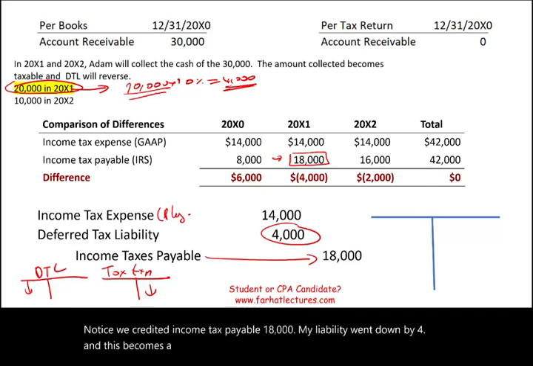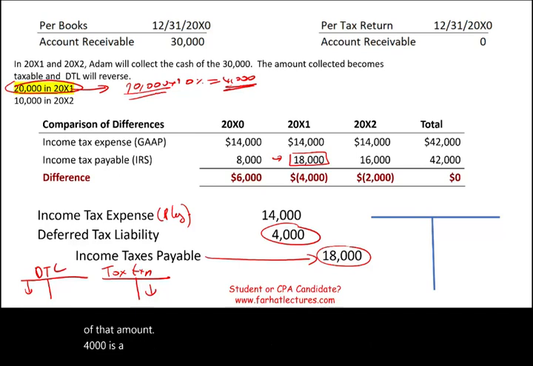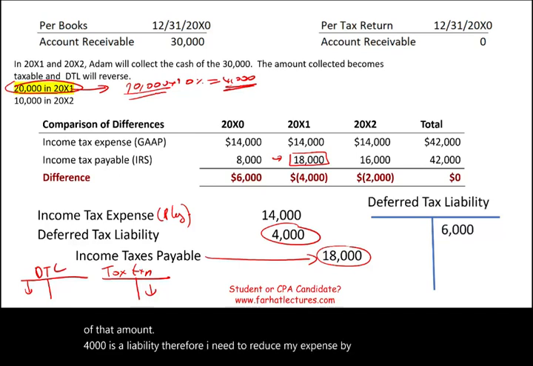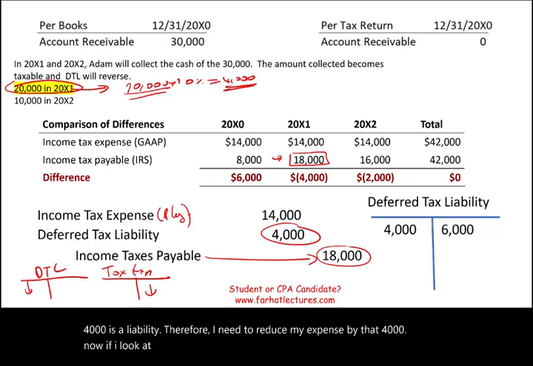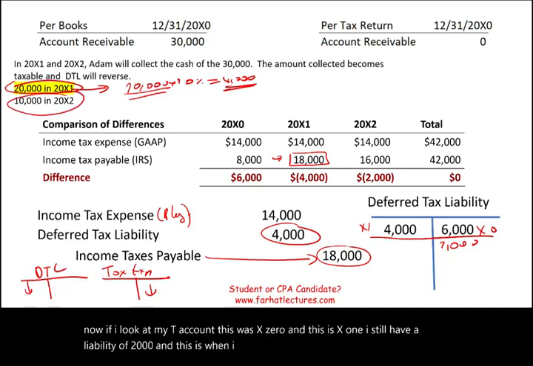But I'm telling you what the plug is. You paid 18,000 of that amount. 4,000 is a liability. Therefore, I need to reduce my expense by that 4,000. Now, if I look at my T account, this was X0, and this is X1. I still have a liability of 2,000, and this is when I would receive the 10,000.